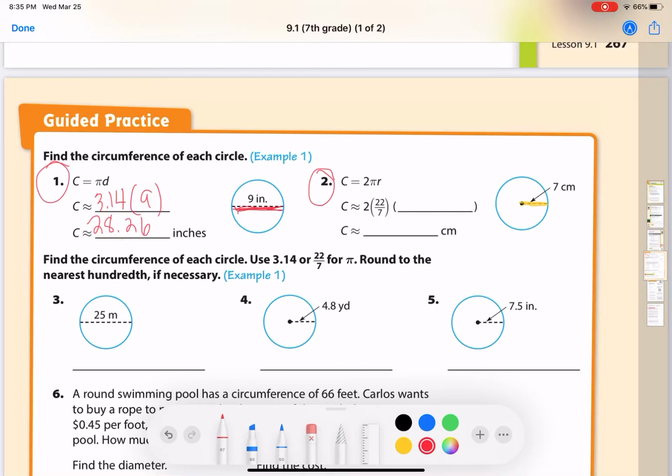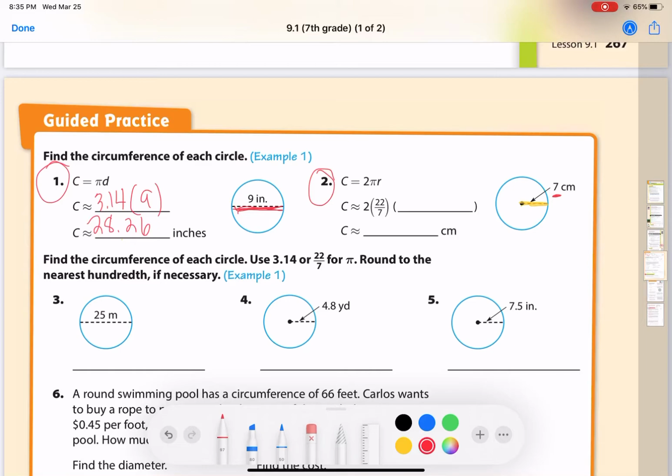Number 2, if you read back through the lesson, we can also use pi as 22/7. And you want to use 22/7 when your radius is a multiple of 7. So in this case, our radius actually is 7. So this one will be a little easier to work with that fraction. You can also just use 3.14 and you'll still get the same answer.